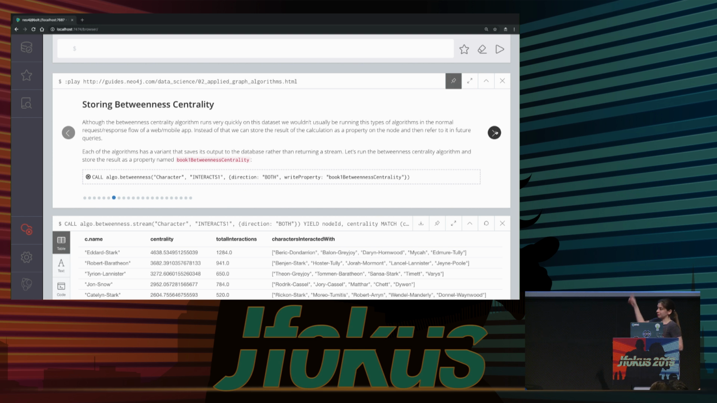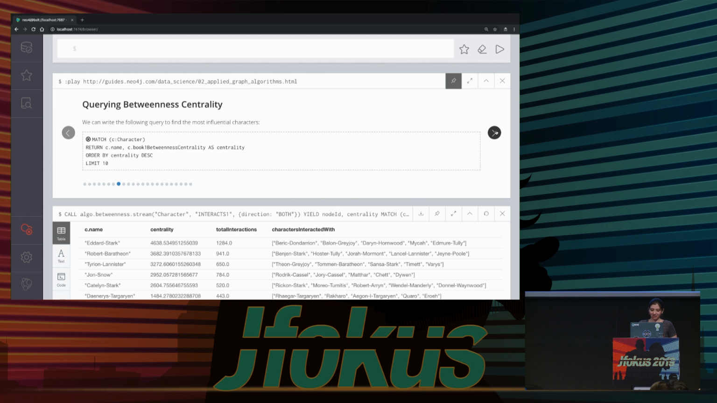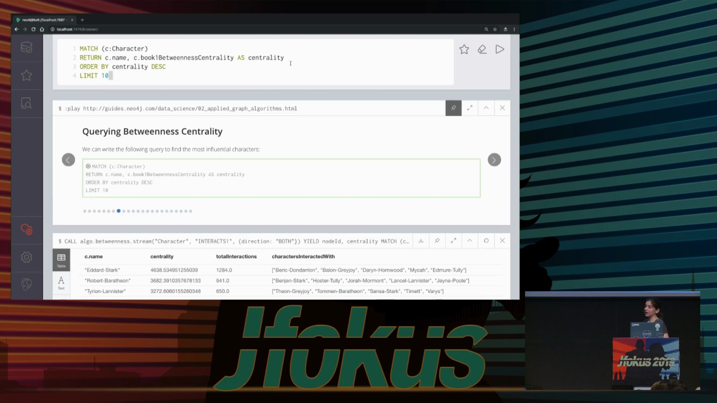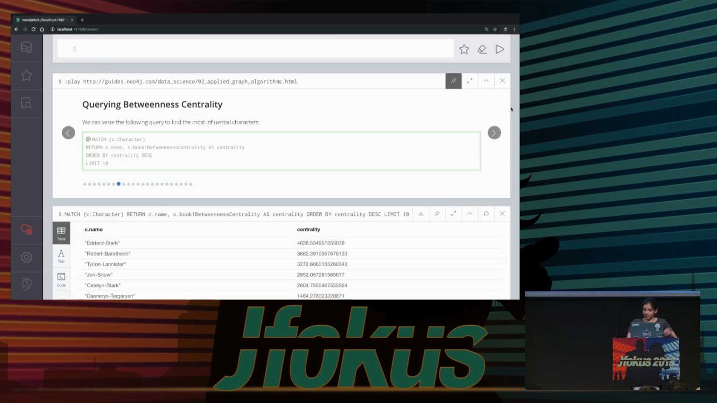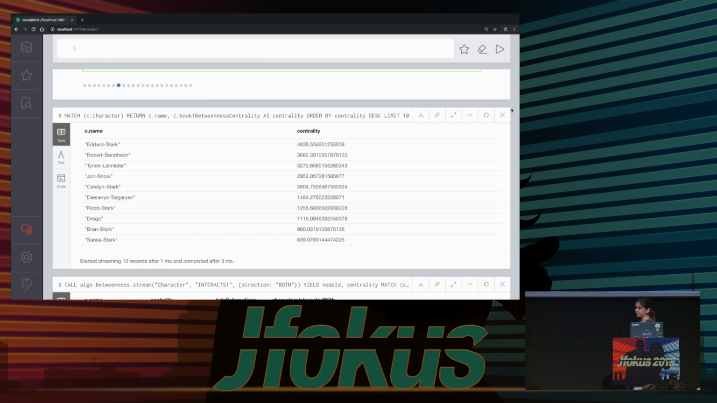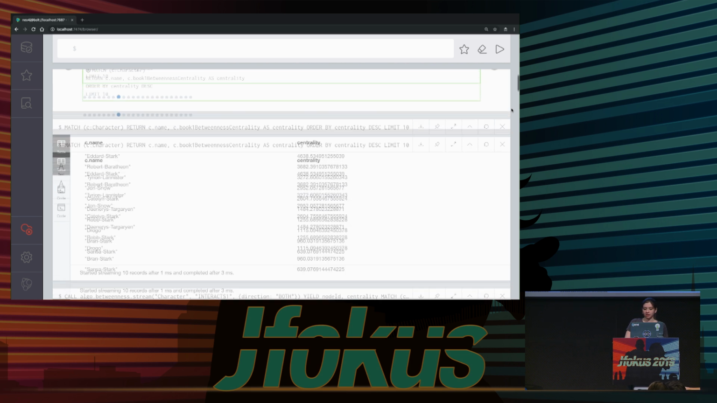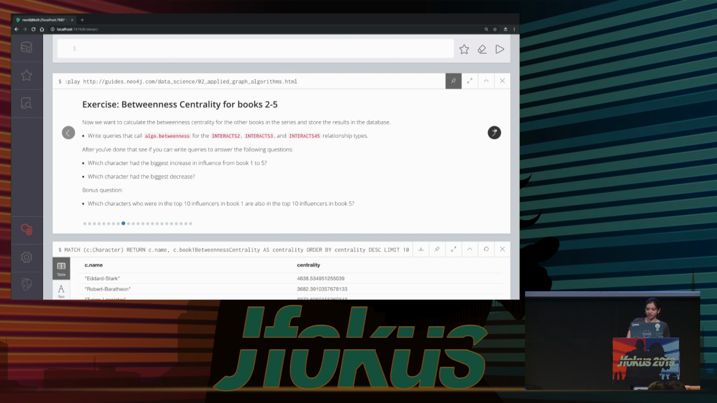So I've already done this, so I'm not going to run that particular query. But I am going to go ahead and return the book one betweenness centrality on the property. So this list, the return result looks exactly the same. I'm just pulling from that written property versus executing on runtime. So mostly the same, the execution's different.